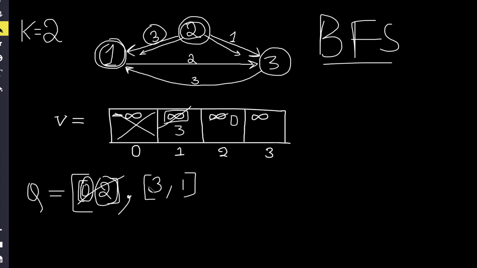Okay, now again we will check the next child of 2, which is 3, and we will see, to reach 2 itself we spent 0 time. Now from 2 to 3 we will spend 1 more to reach 3, that is we will spend 1 to reach 3. We will check in the visited whether we already have a minimum value. No, we have a maximum value, so this is the better one.